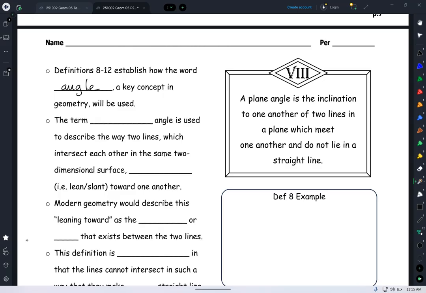Well, let's break it down. That's the whole goal of this, right? My goal is to help you understand what it is that he's trying to say here. All right, so let's do this.